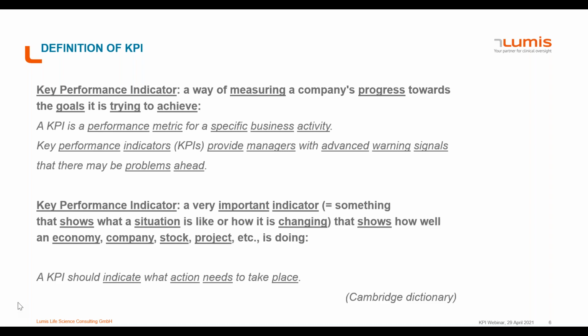So a KPI is a performance metric for a specific business activity. And it provides managers with advanced warning signals that there may be problems ahead. So therefore, key performance indicators are very important indicators because they show that something could happen, is likely to happen, or how it is changing. It shows how well an economy, company, stock, project, etc. is doing. Summarizing, a KPI should indicate what action needs to take place.